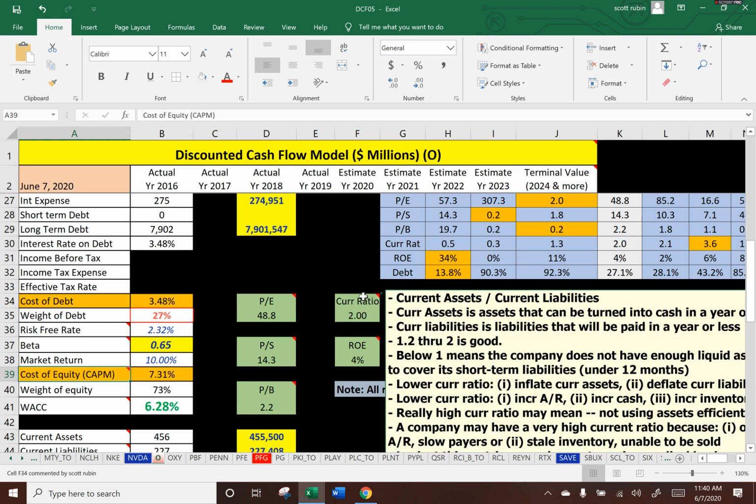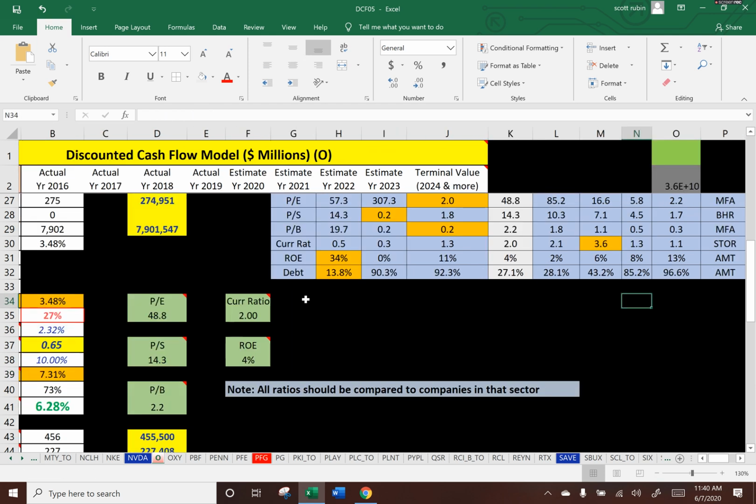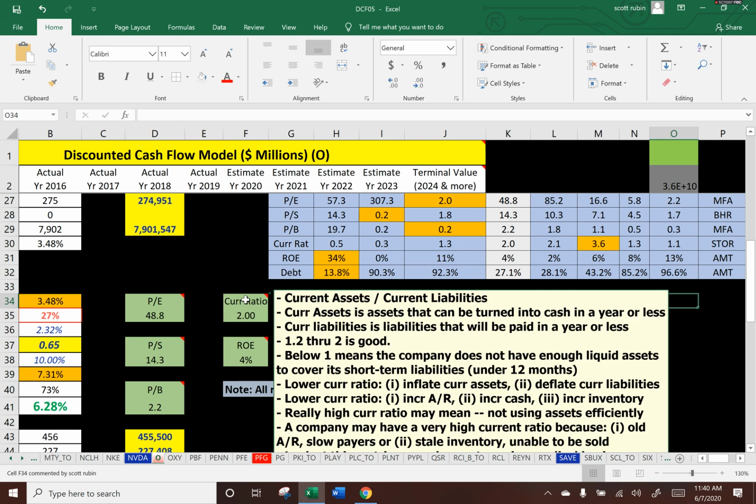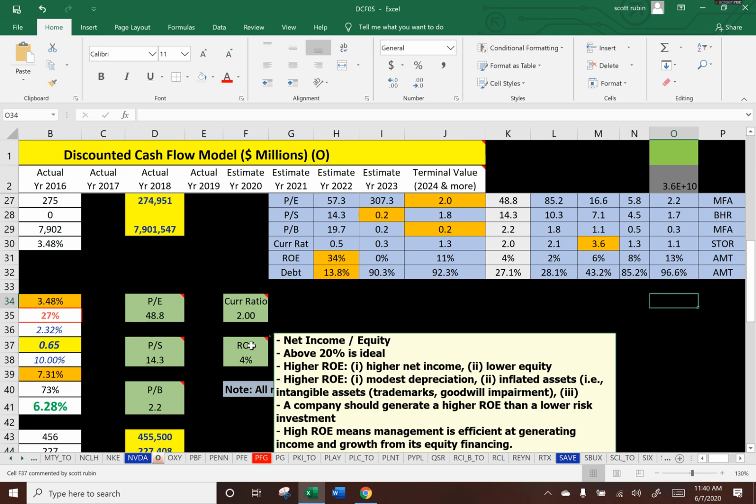Current ratio, I like to see between 1.2 and 2. This is the liquidity to run your day-to-day operations. So this is a good ratio. They have enough cash on hand to run the business. And ROE, I like to see over 20%. They only have 4%, but it seems like most REITs have a pretty low ROE. That's your net income over your equity. Remember, equity is on your balance sheet. It's your assets minus liabilities. It's the value of your company.